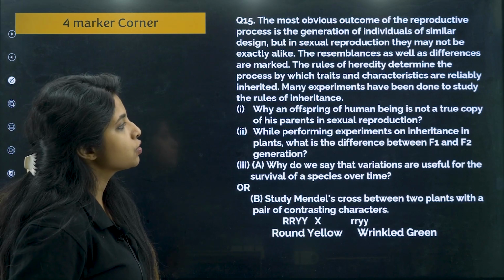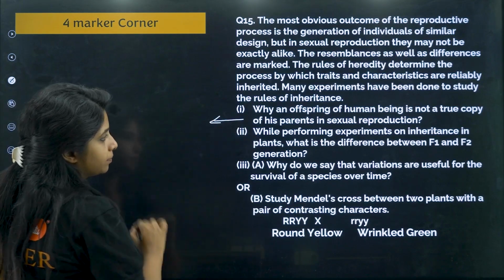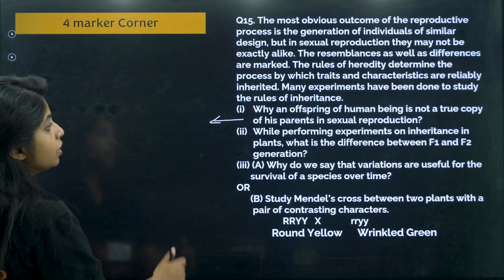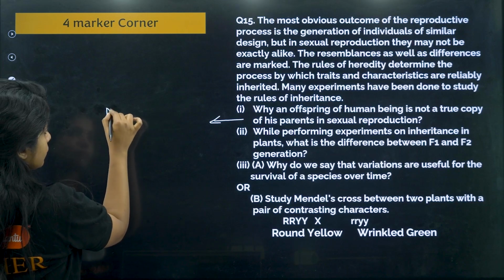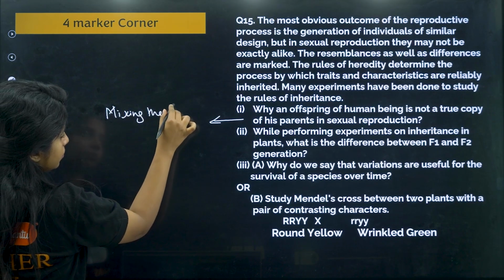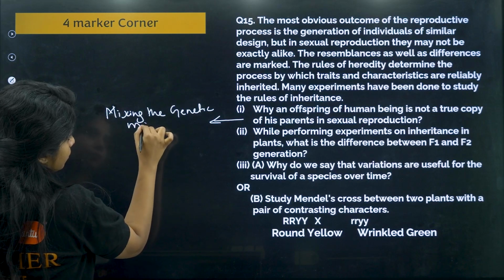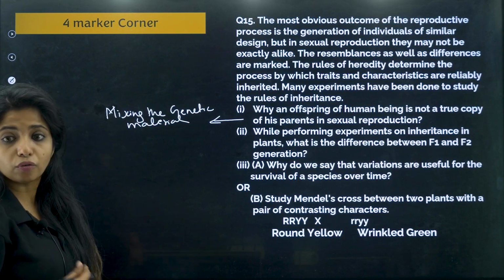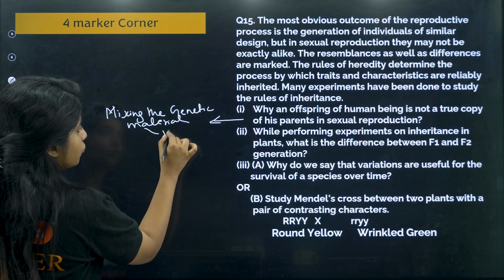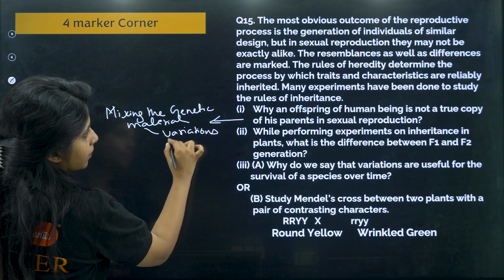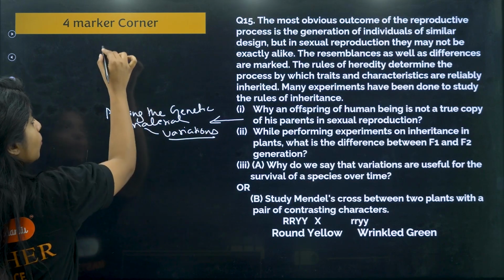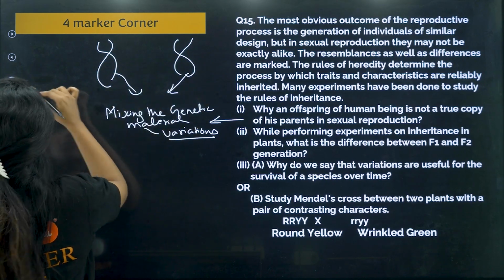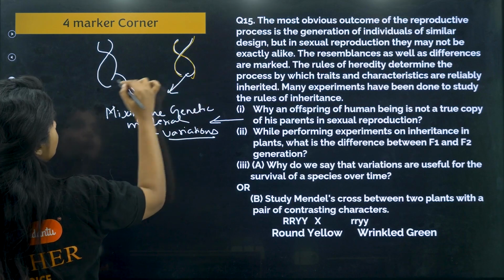So why is an offspring of a human being not a true copy of his parents in sexual reproduction? Why do you think he or she is not a true copy? Because in sexual reproduction, you are basically mixing the genetic material. You are receiving genetic material from one parent, and another genetic material from the other parent. So obviously, you will have some amount of variation. You will not be an exact copy of either of your parents. This parent will give you something, that parent will give you something. Now you are a new combination, my dear children.